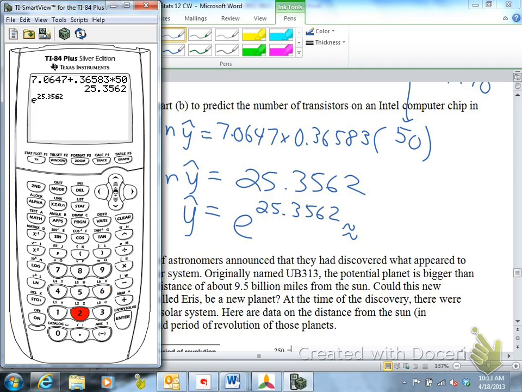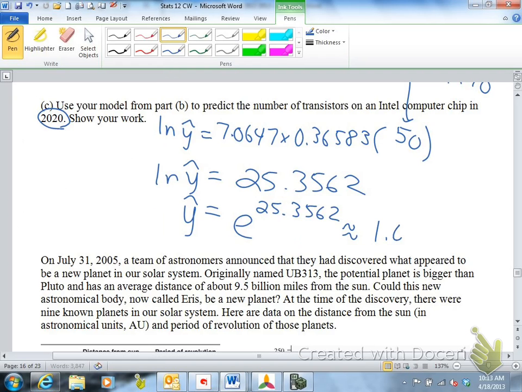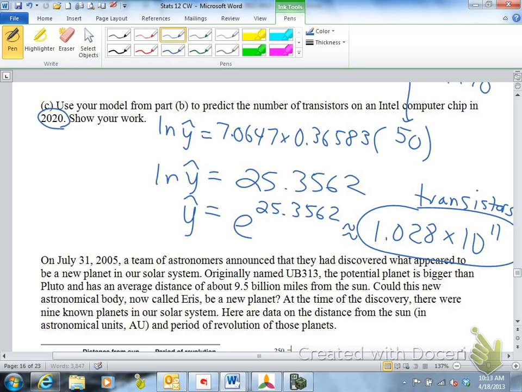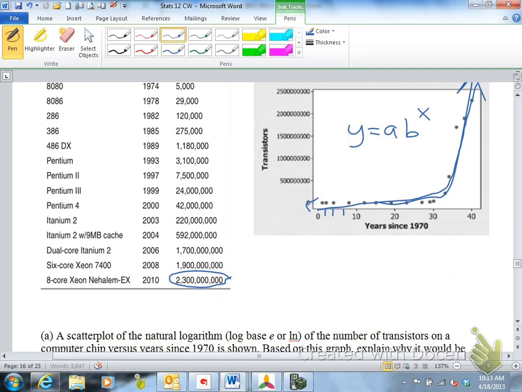25.3562. So you get 1.028 times 10 to the 11th transistors predicted. Why 10 to the 11th? Because it's a very large number. Let's look at the data. What it was in 2010 was 2.3 times 10 to the 9. So 10 to the 11th is multiplied by 100. So after 10 years, it's gotten 100 times bigger.